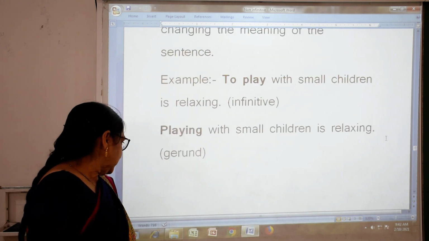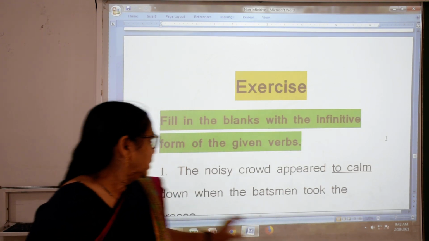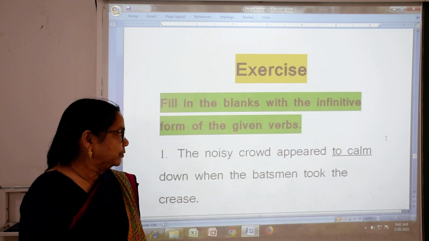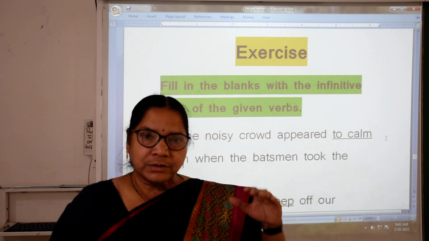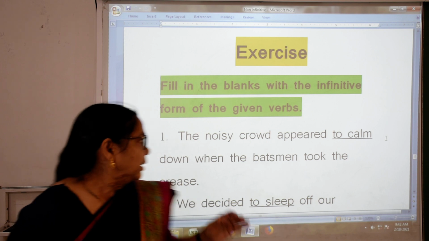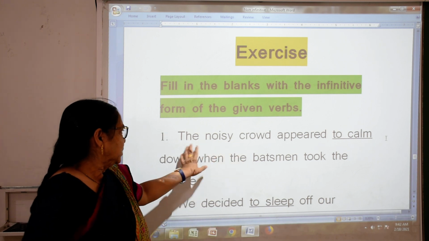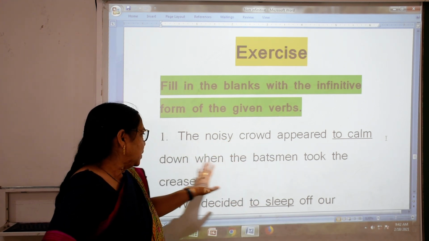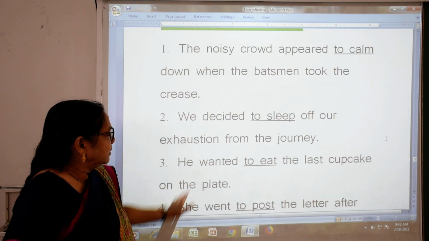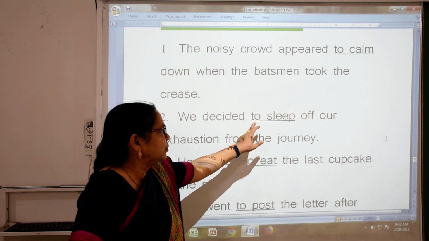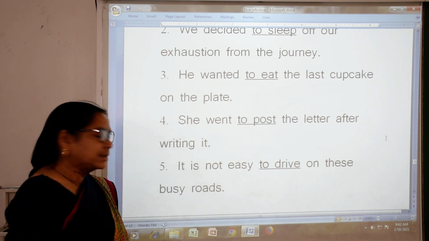Now we will go further with the exercise. I hope you have understood, children. Now few exercises are there. A few I have done, not all. What I have done you have to do also, plus the remaining, okay. Now fill in the blanks with the infinitive form of the given verb. The noisy crowd appeared to calm down when the batsman took the crease. The answers are to sleep, to eat, to post, to drive.